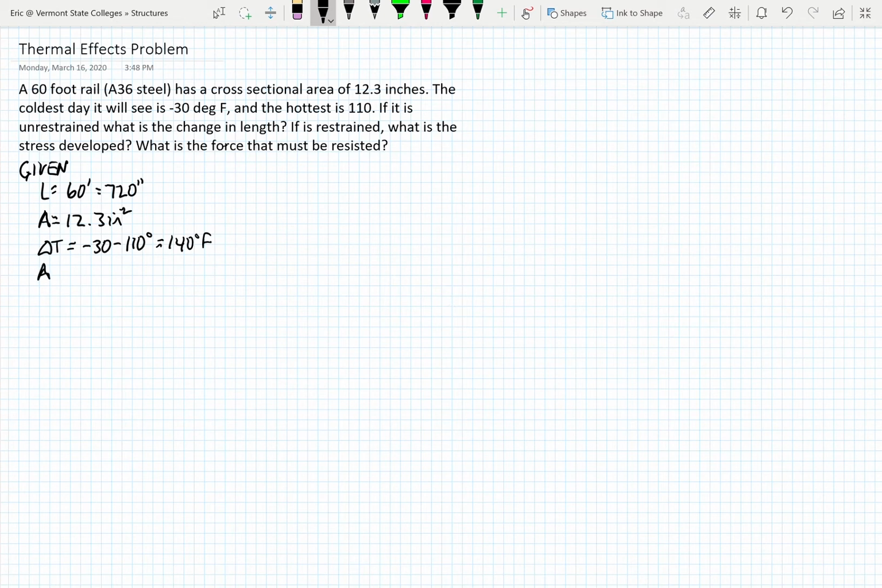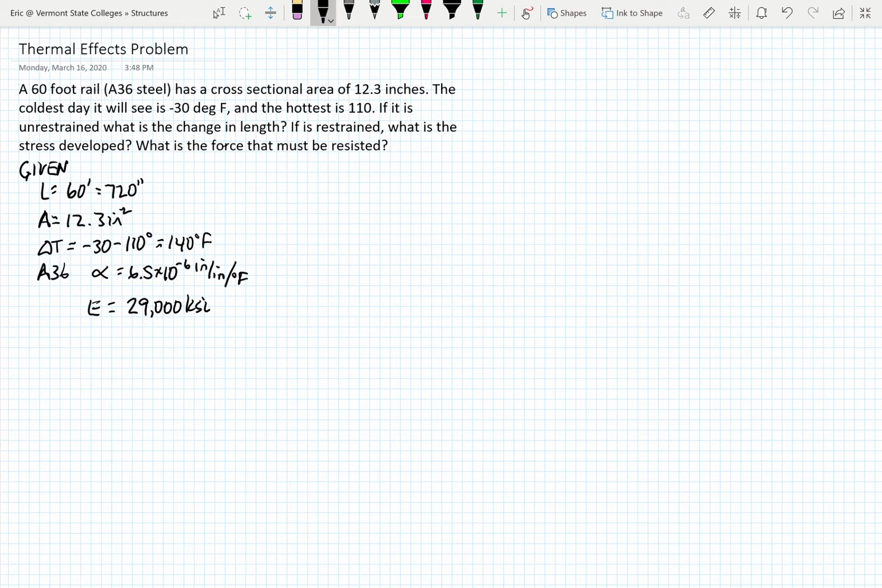It's A36 steel. And A36 steel, we know, has a coefficient of thermal expansion of 6.5 times 10 to the minus 6th inches per inch per degree F. The modulus of elasticity of steel A36 is 29,000 KSI.